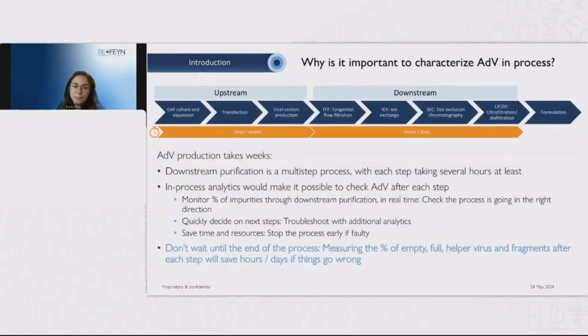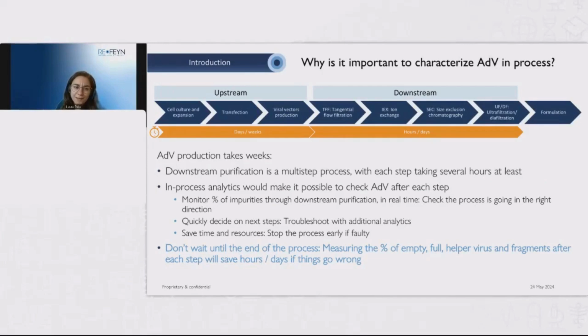So let's look in more detail at why it's important to characterize adenoviruses in process. The adenovirus manufacturing process is composed of a series of steps. So you have the upstream stages and the downstream purification stages. Looking more in detail into the downstream, you can see that you have a series of steps sequentially. Here is just an example of a series of steps that can be applied to a downstream purification for adenoviruses. Each of these steps will take several hours at least.